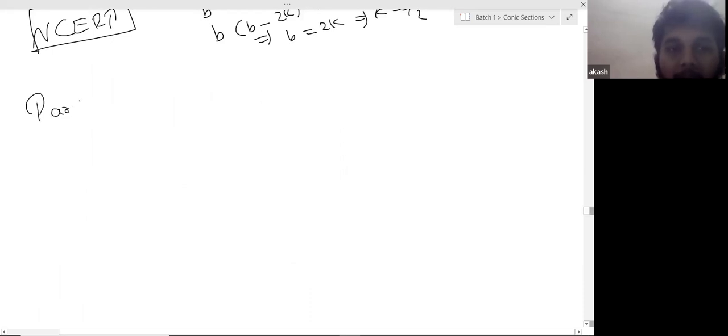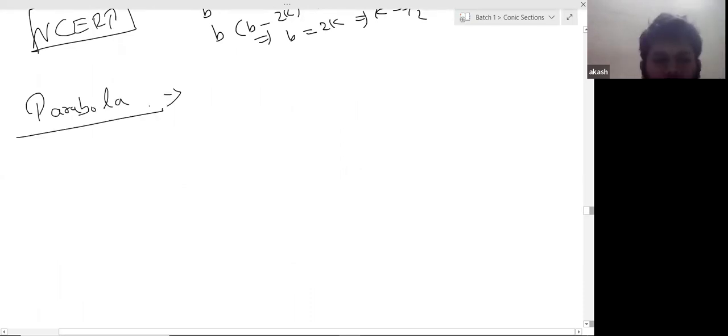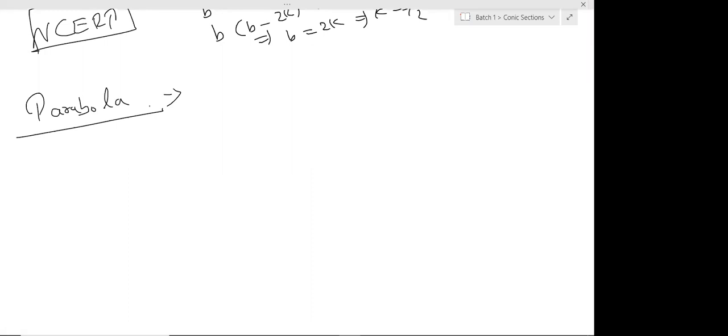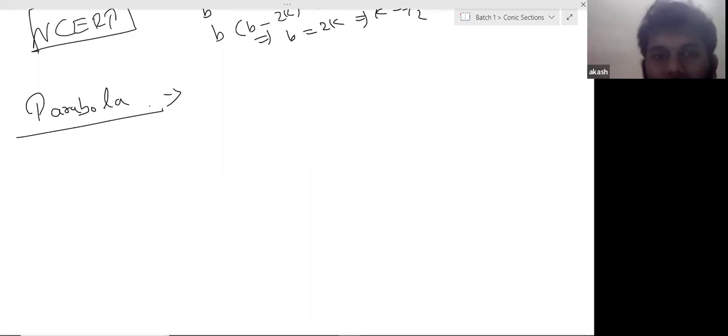All right, the next topic is parabola. Gautam, what is a circle? Sir, the set of all points which are equidistant from a fixed point. From a fixed point, right? So when we were studying the circle, there was a fixed point, and we said all the points that are at equal distance from this fixed point are collectively called a circle, right?